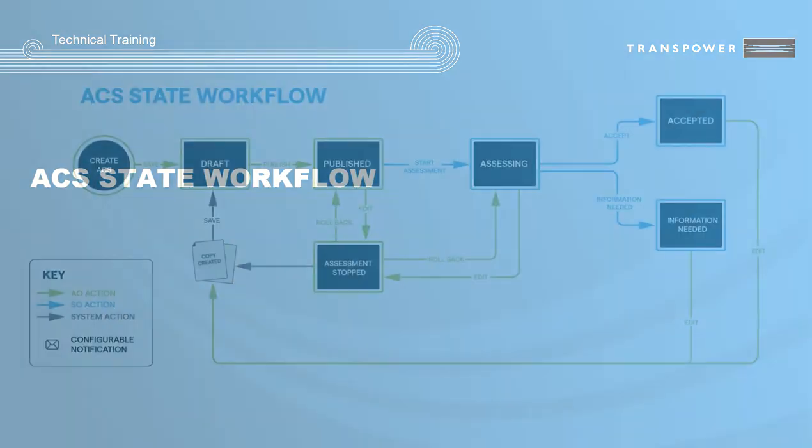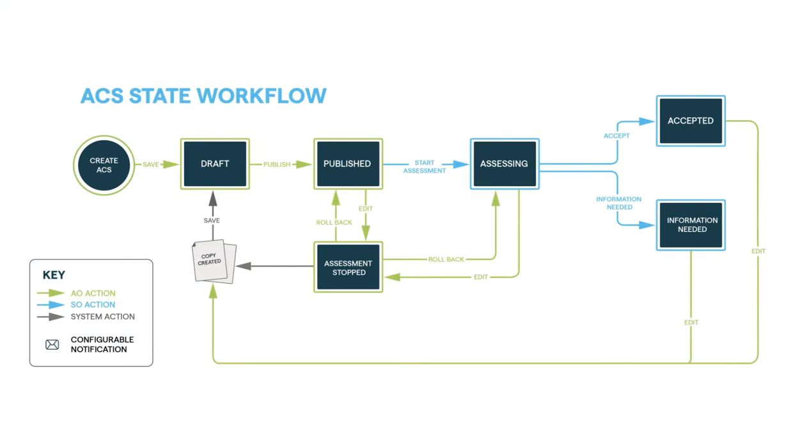This is the workflow applied to each version of an asset capability statement, referred to as an ACS. A version of an ACS is defined as when it has been published. Each of these boxes represents an ACS state. The asset owner can edit the latest ACS when in any state.